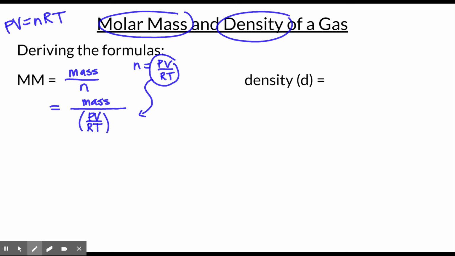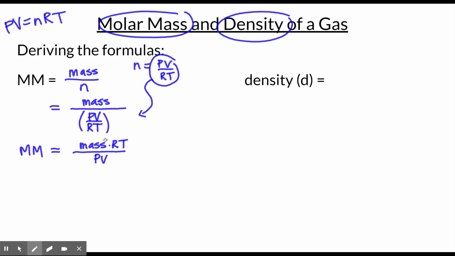So I have this formula here, mass divided by P times V, which is also divided by R times T. So we're going to simplify by putting the RT up on the mass side. So this is mass times RT divided by PV. So now I've got a decent formula for the molar mass. If you're given the mass of a gas, then this is the formula that I'd pick.